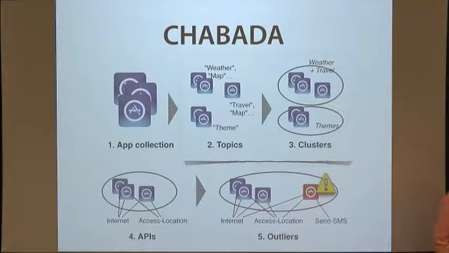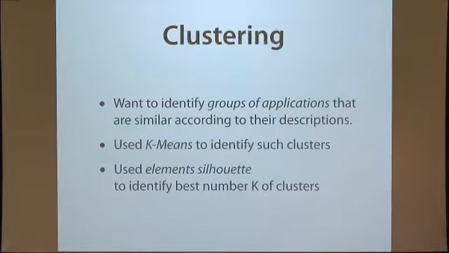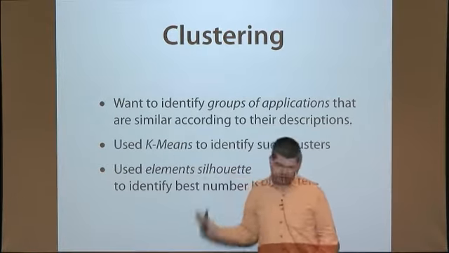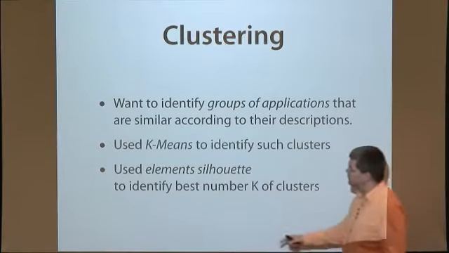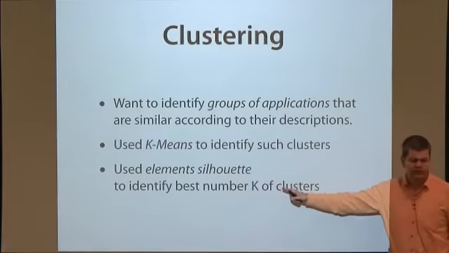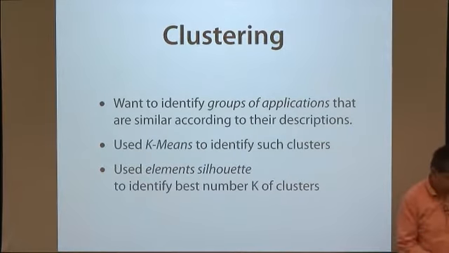We would cluster these applications according to the topics they deal with, because applications would deal with multiple topics. The idea here is we wanted to have groups of applications that are similar according to their descriptions. For this, we used, again, a standard technique, the k-means technique, to identify such clusters. For k-means, you need a number k in order to identify the number of clusters. There, again, we use the standard technique, the so-called element silhouette, to identify the best number of clusters.